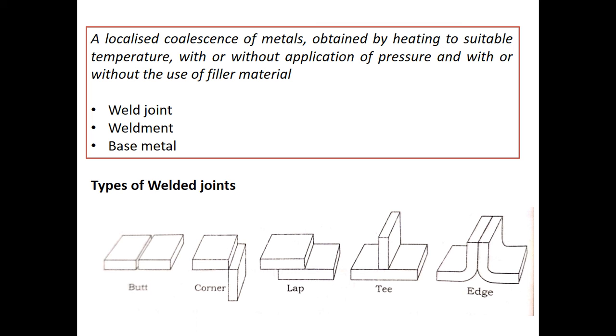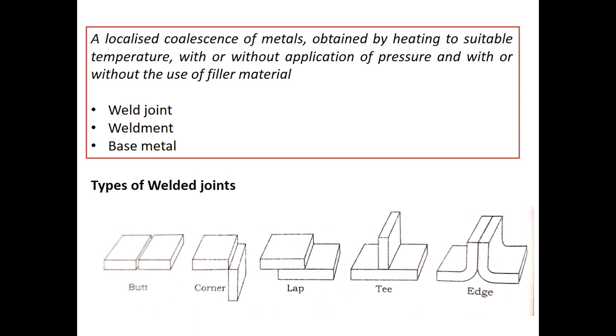Now let's look into different types of welded joints. Actually, the weld joints can be classified into 5 different types known as the butt, corner, lap, T, edge. These are the 5 basic types of weld joints. All these types are illustrated here. Now let's see what each type of joint means.